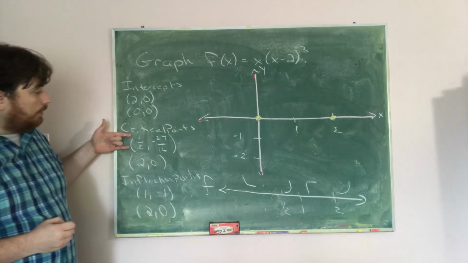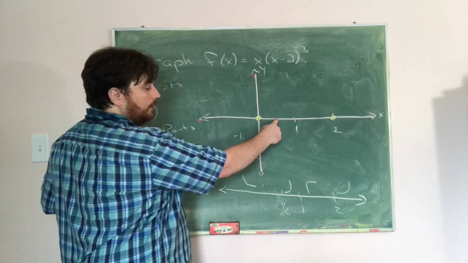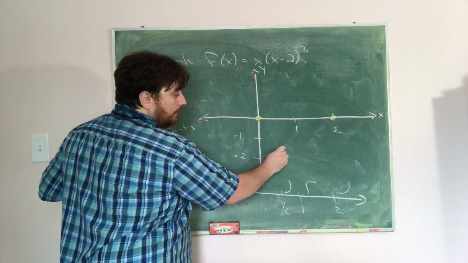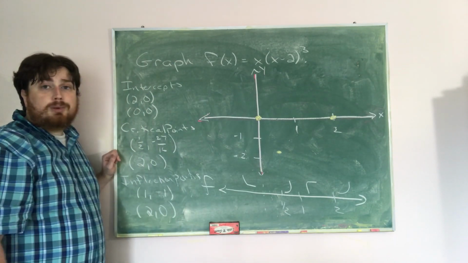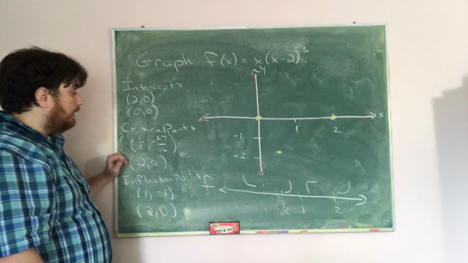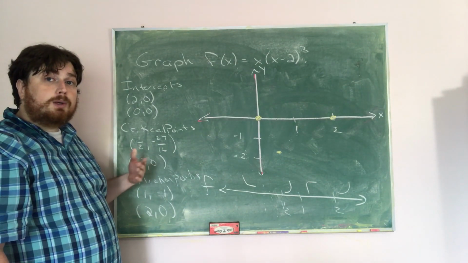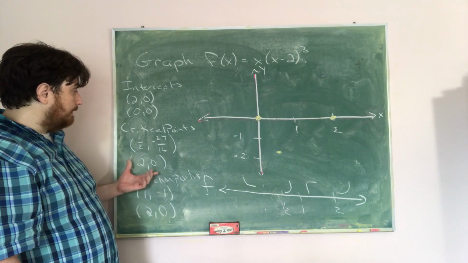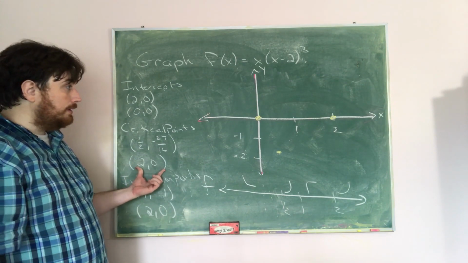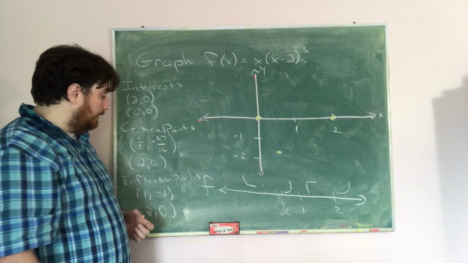And now I'm going to put in the point (1/2, -27/16). So here's (1/2, -27/16), approximately there. Not quite -2, but more than -1. And remember, we are curve sketching, so it doesn't have to be exact, but we do want to be as close as we can. Now we also had a critical point at (2, 0), but because I've already drawn the point (2, 0) up there, I don't need to do that again.